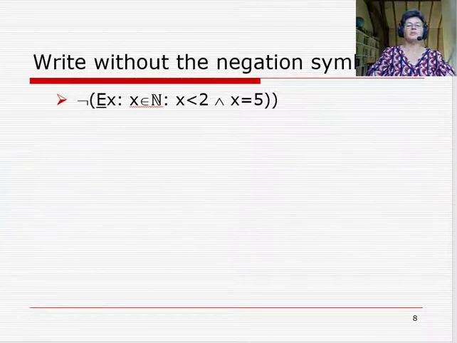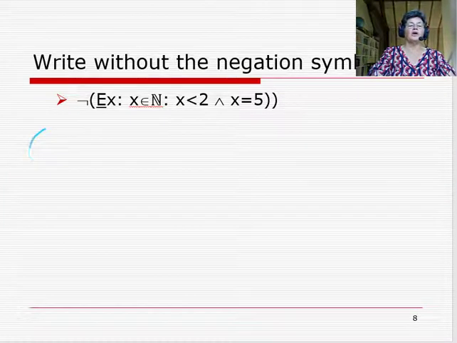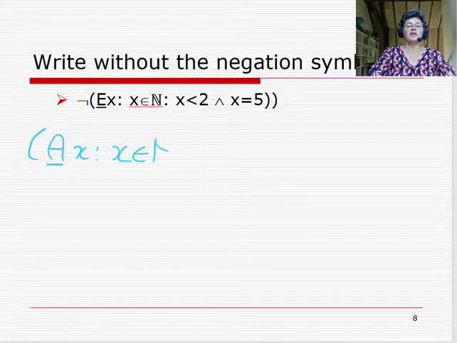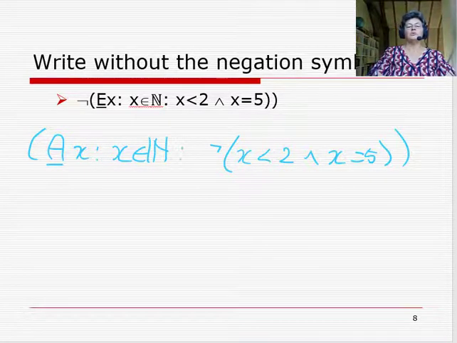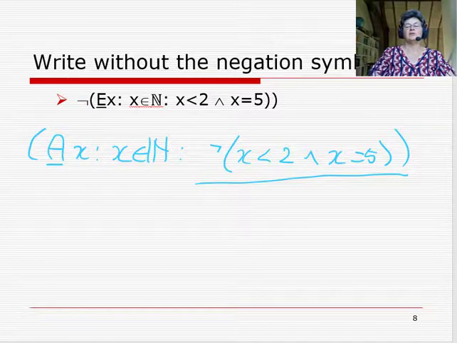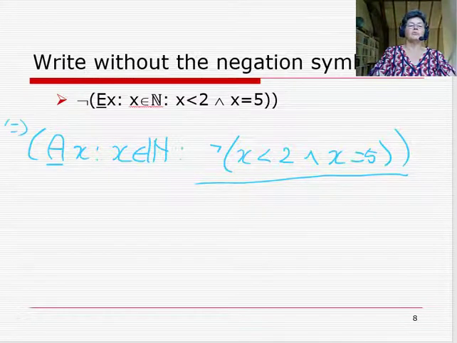Okay, let's do another example. So now we only have one quantifier. So the existential one changes into universal, the domain stays, and then I have to negate the propositional function. Okay. And now there is a small complication, because now we need to remember how to negate this propositional function with an and in the middle. Hopefully you remember De Morgan.